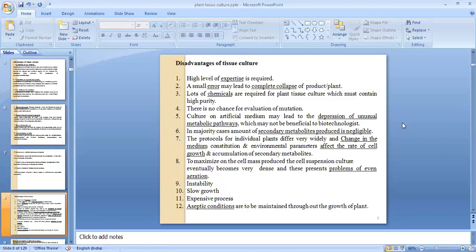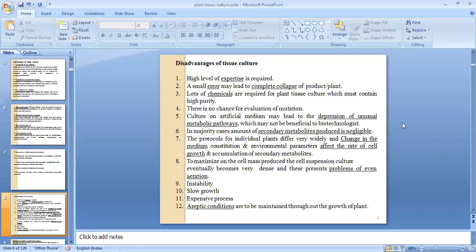And in some of the cases, the secondary metabolite production is negligible. And the protocols for each individual plant differ. And with changes in the medium, especially the environmental conditions and other things, everything you have to take into account. And to maximize the cell mass, the callus or the suspension, it becomes very dense, right?